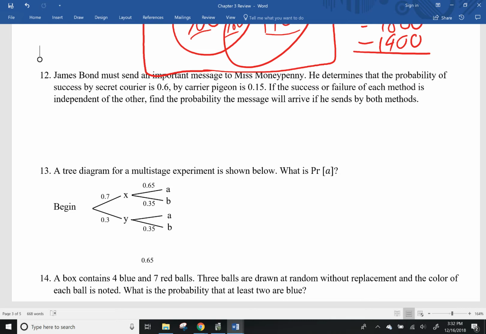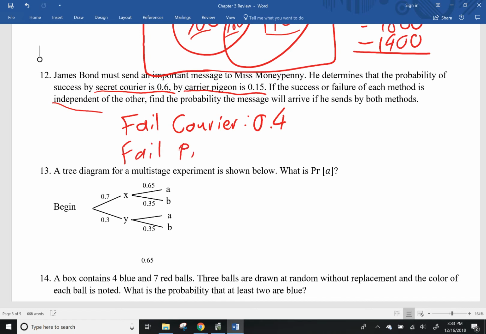The key to this as well, it says independent. So it says success, probability of success by secret courier is 0.6, but I'm interested in them failing because that's going to make this problem easier. So if success by courier is 0.6, then fail by courier is 0.4. Also, success by carrier pigeon is 0.15, which means failure by carrier pigeon is 1 minus 0.15, which is 0.85. So these are both the failure.